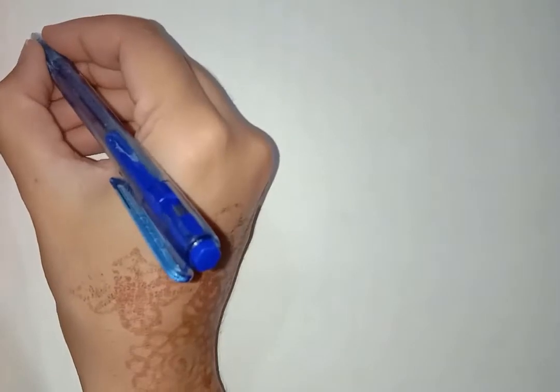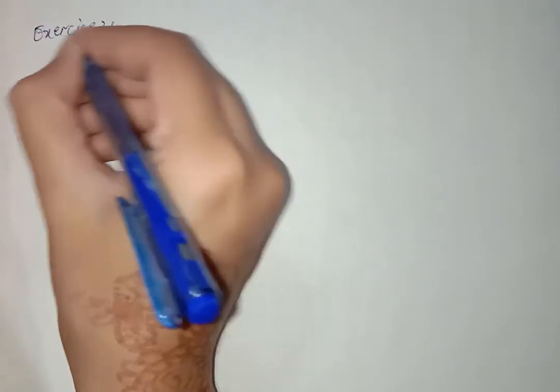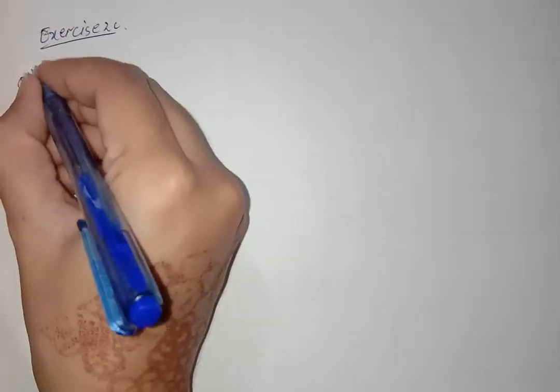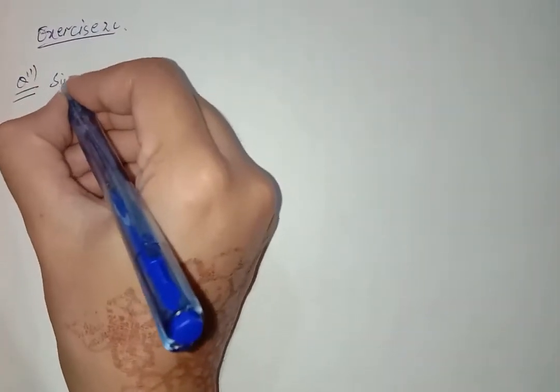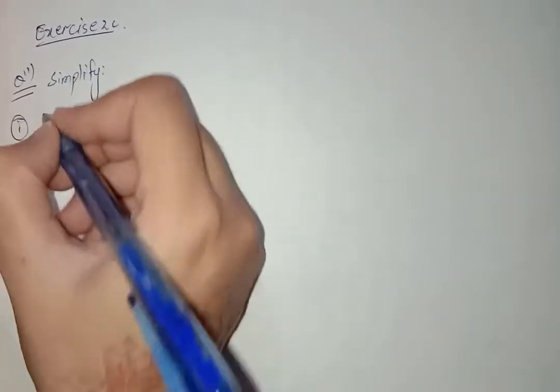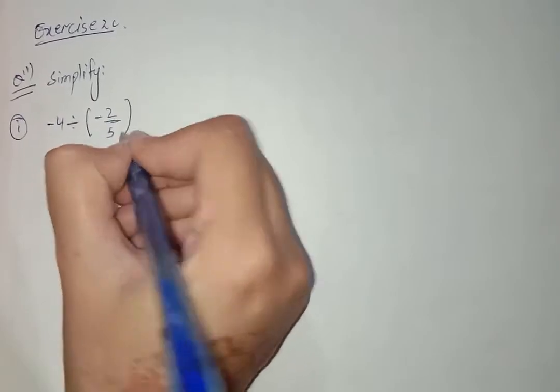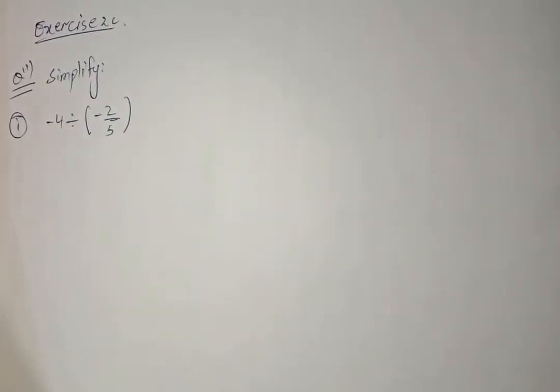So let's start. Exercise 2C. Question number 11. Simplify. Minus 4 is divided by minus 2 by 5. Okay, so we have to divide it.